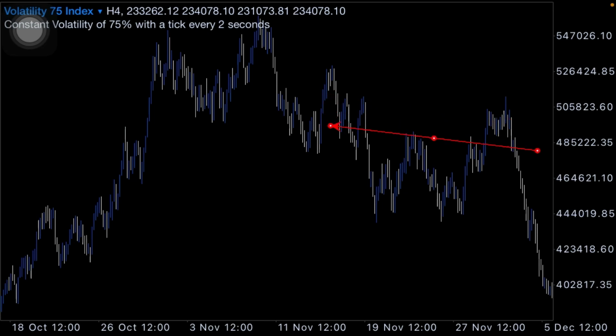Then after breaking this structure, it pulls back to create a lower high, then fails to break here but comes back, creates another lower high, then breaks this major high over here. So seeing it like this, this is what I will do.